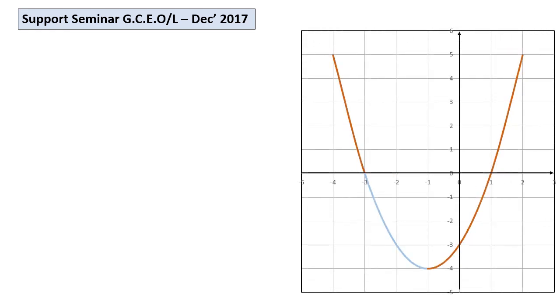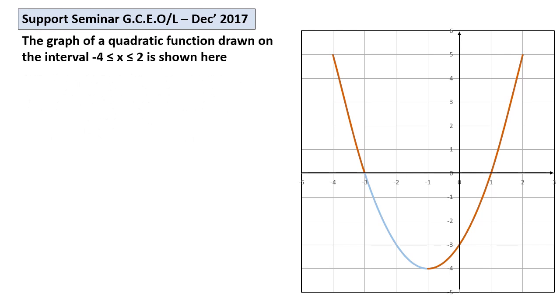And this is the graph given. The graph of a quadratic function drawn on the interval from minus 4 to plus 2 is shown here. By using the graph, let's try to answer the questions. Question number 1. Find the value of y when x equals minus 2. When x equals minus 2, the graph indicates the value of y is minus 3. Therefore, when x equals minus 2, the y value is minus 3.